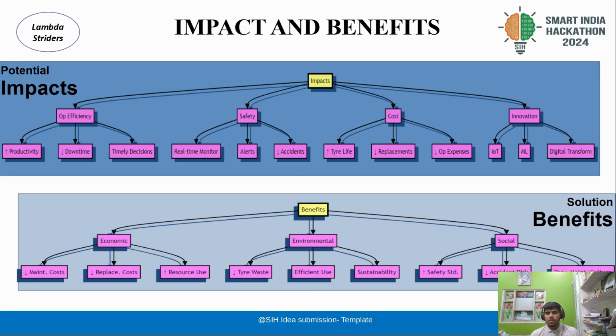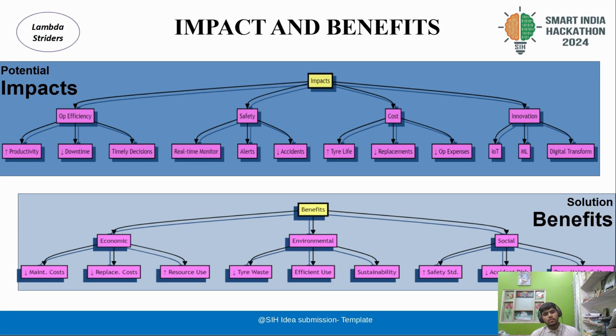Then there is cost. Obviously we're trying to increase the tire life cycle, so the frequency of replacement of these tires would go down. That's a good thing. And the whole operational expense would be significantly reduced. Then looking at the innovative part of it, we'll be using IoT, machine learning, and we'll be completely digitizing this whole niche. So that also packs a punch.